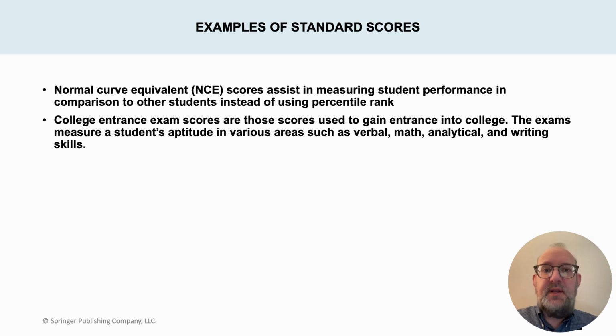To calculate the NCE score, we first need to determine the percentile rank of the raw score. The percentile rank indicates the percentage of scores that fall below a particular score. Once we have the percentile rank, we can use a conversion table to find the corresponding NCE score.